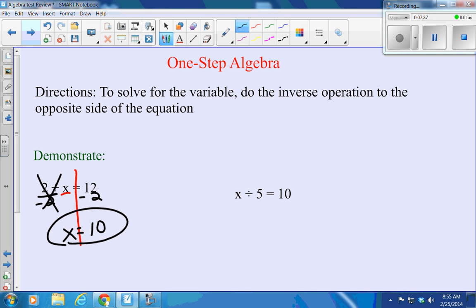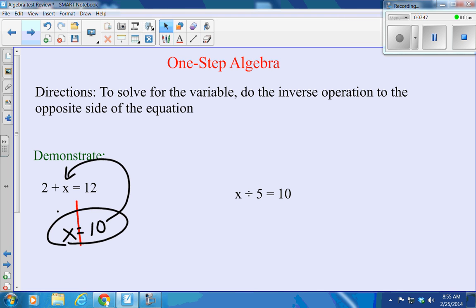If you ever want to know what to do, if I take a look at my original equation, I should be able to put in my answer for x. 2 plus 10 equals 12, so I know I did it right.